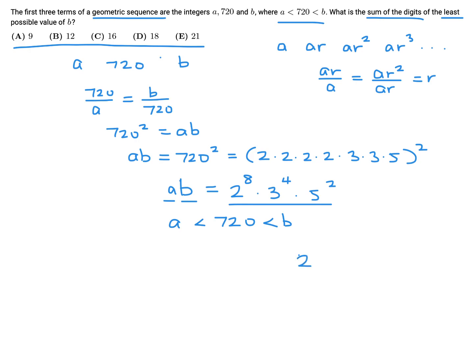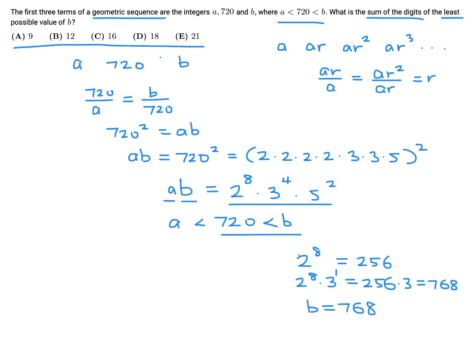So how about if we just took out the 2 to the power of 8? I'm just experimenting here. That's 256. That can't be b, because b has to be greater than 720. But what if I multiplied that by just 3? Then that would be 256 times 3, and that would be 750 plus 18, so 768. That's fairly close to 720. So that's my candidate for b, because I don't think you'll get any number that's less than 768 and greater than 720 if you're looking at this inequality.